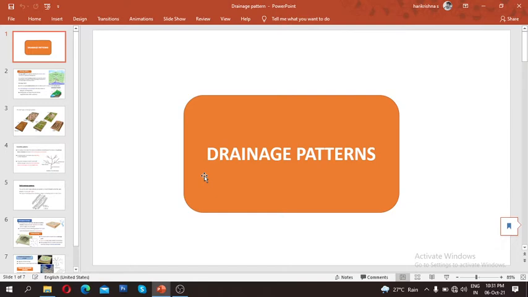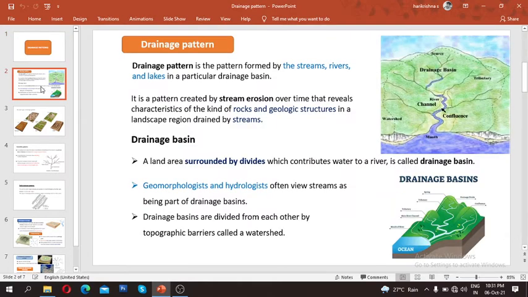Okay, now let's move to the first slide. Here you can see an image which gives you a complete idea about a basin, about drainage patterns, and also various confluences. Now let us define what is a drainage pattern. A drainage pattern is formed by streams or rivers or lakes or whatever the water flow or water movement may be. That is known as a drainage pattern.